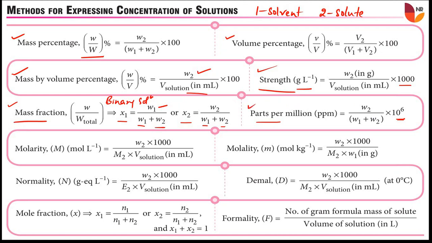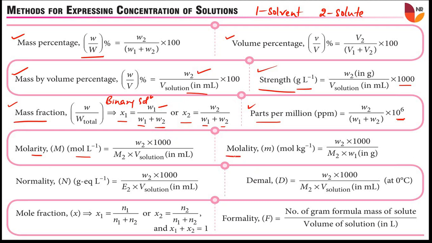If it is multiplied by 10 to the power 6, then it indicates parts per million. And next, molarity. The unit of molarity is moles per liter. That is the weight of the solute into 1000, divided by the molar mass of the solute into the volume of the solution in ml. If the volume is in liters, it is not necessary to multiply by 1000.